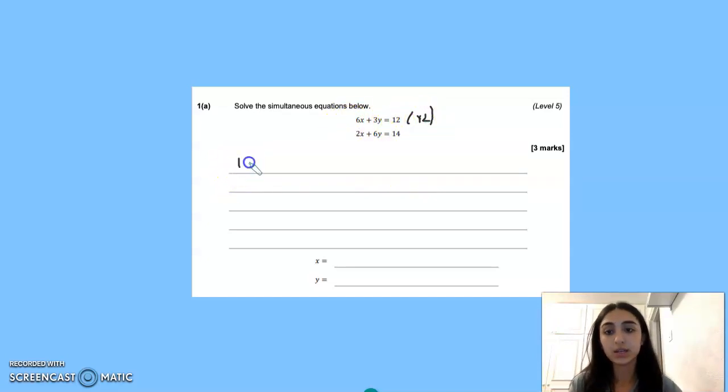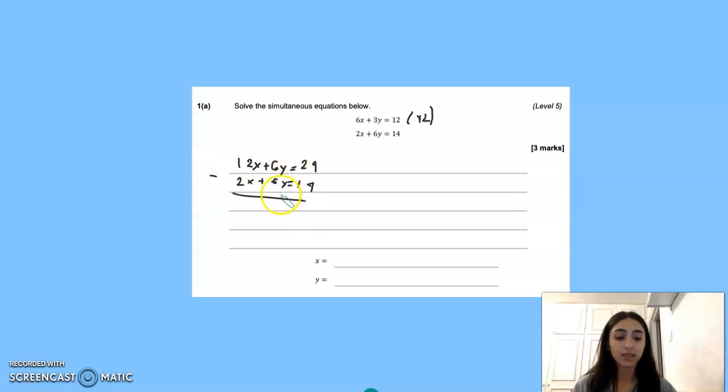6 times by 2 is going to give me 12x plus 3y times by 2 is going to give me 6y. And then we've got 12 times by 2, which is going to give me 24. Same thing as we did last time. I'm going to put the second equation underneath it to make it easier for myself. Don't change the second equation because now that when I take away it, I'm going to be cancelling out the y's. 6y take away 6y going to give me 0, and that's what we want.